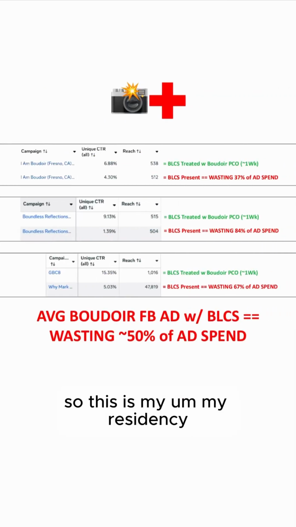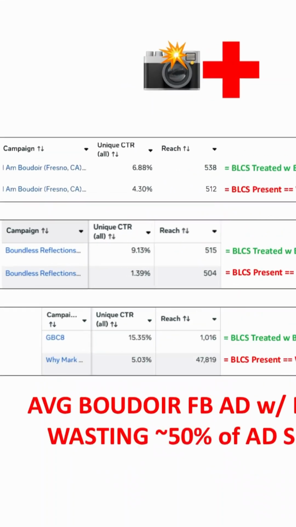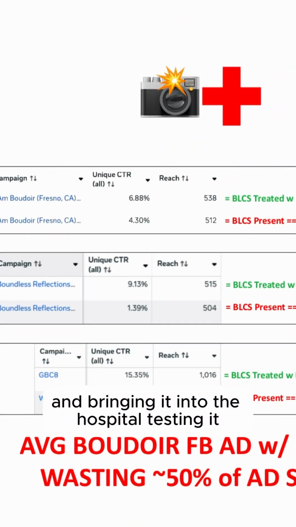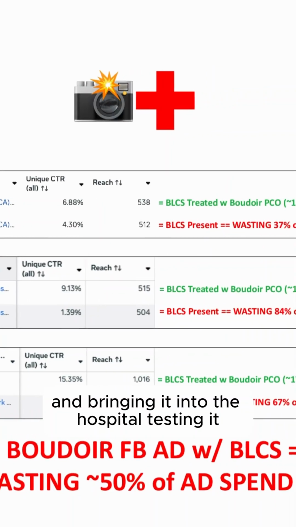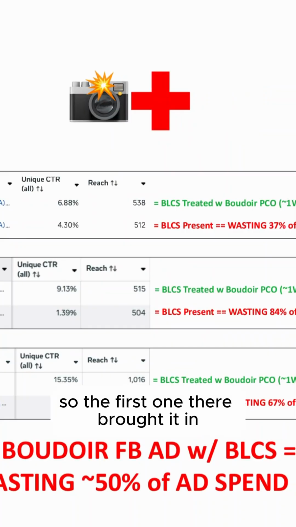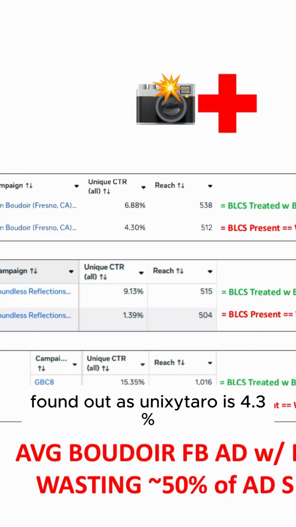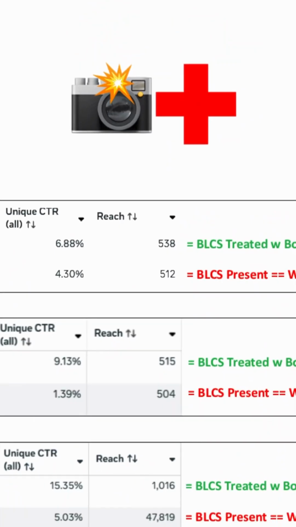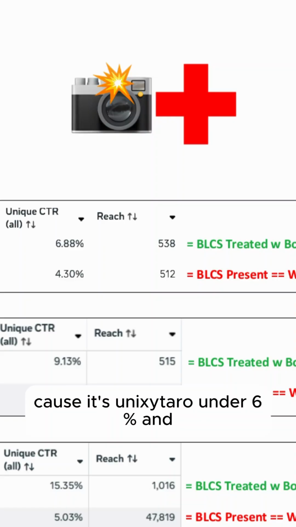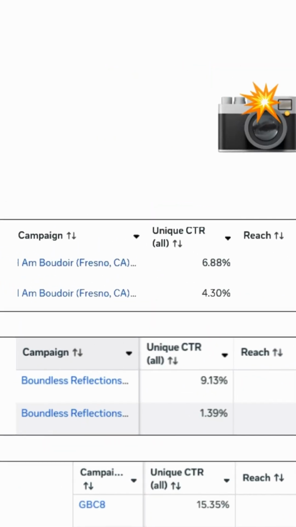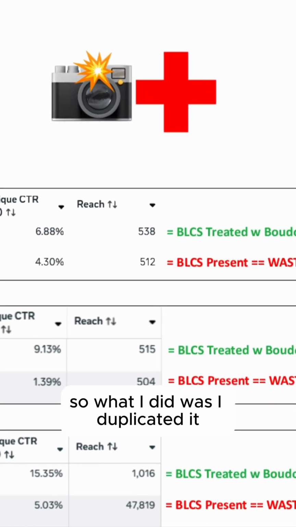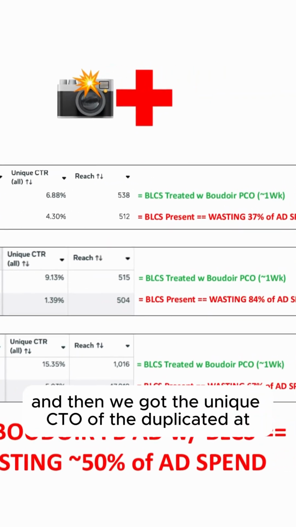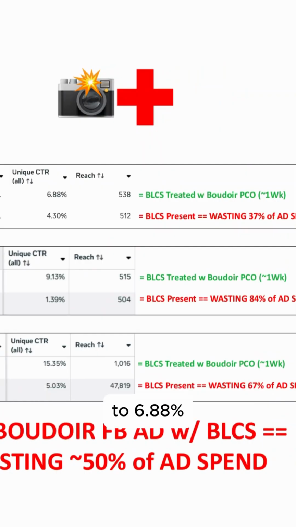So this is my residency, my history with that. So first part of my residency, finding a Boudoir Facebook ad out there and bringing it into the hospital, testing it. So the first one there, I brought it in, found out its unique CTR was 4.3%. So we figured out BLCS is present because its unique CTR is under 6%. And so what I did was I duplicated it, treated it with Boudoir Pico, takes about a week, and then we got the unique CTR of the duplicated ad to 6.88%.